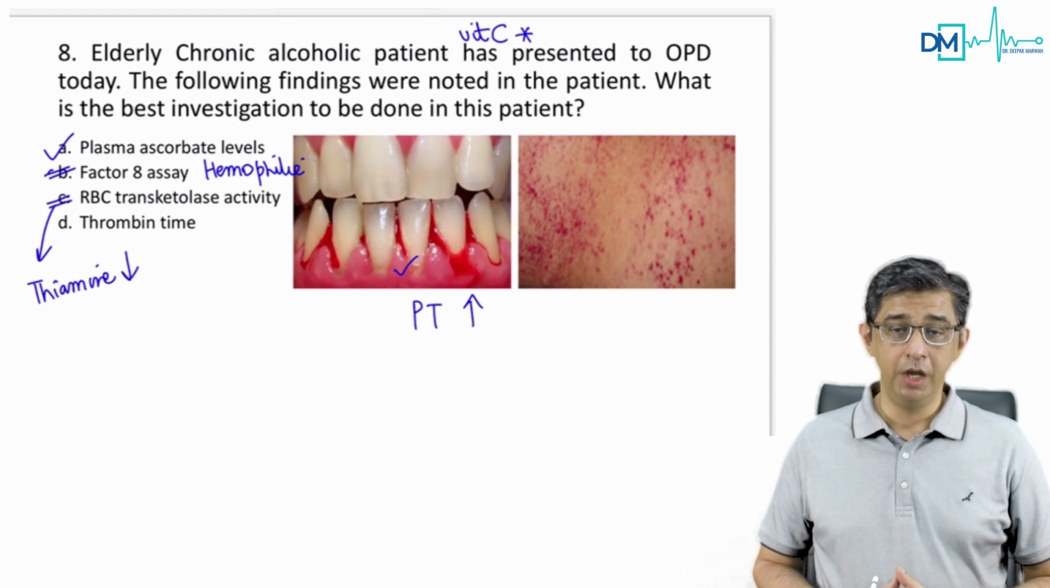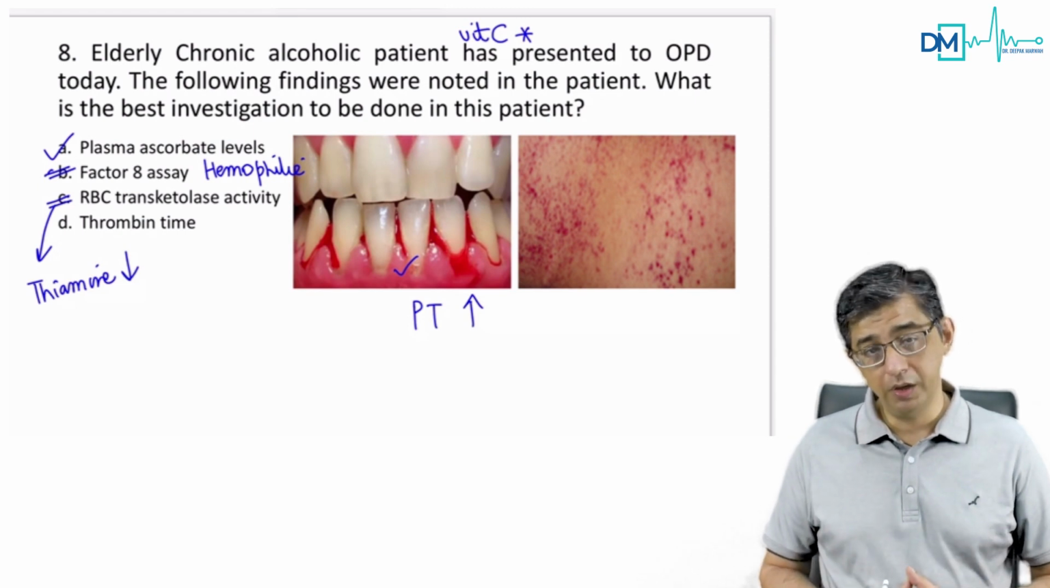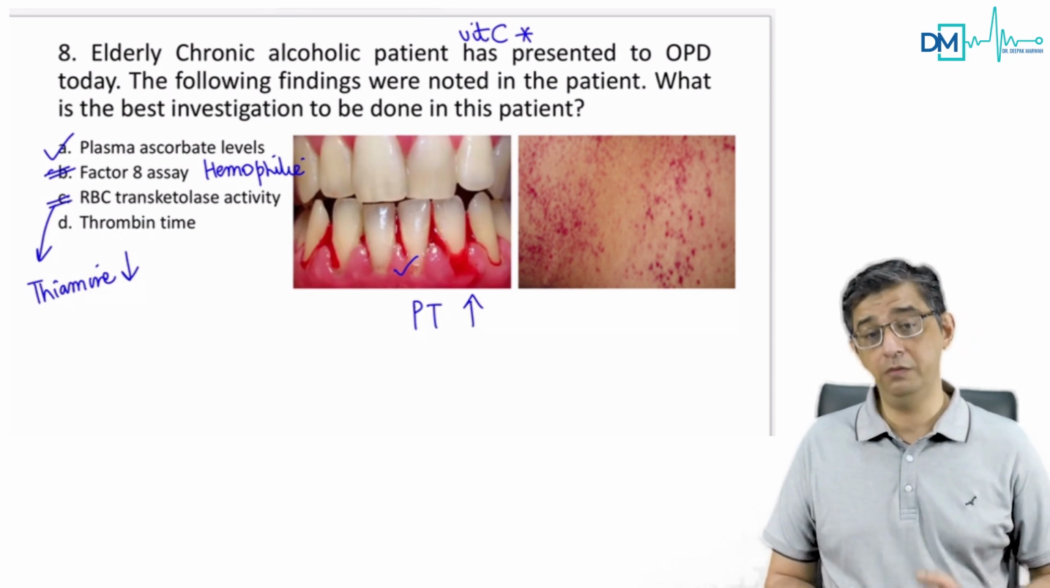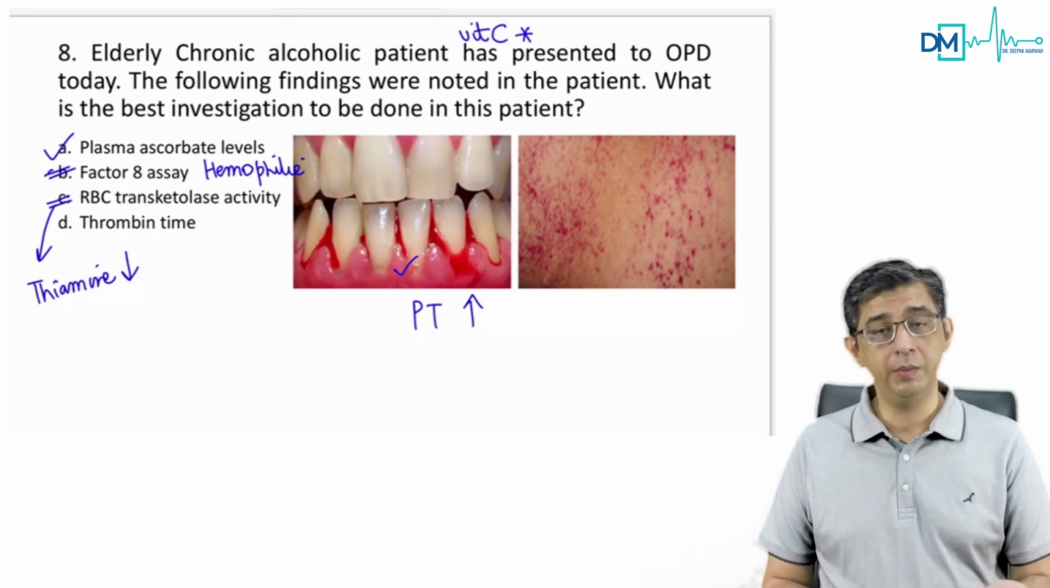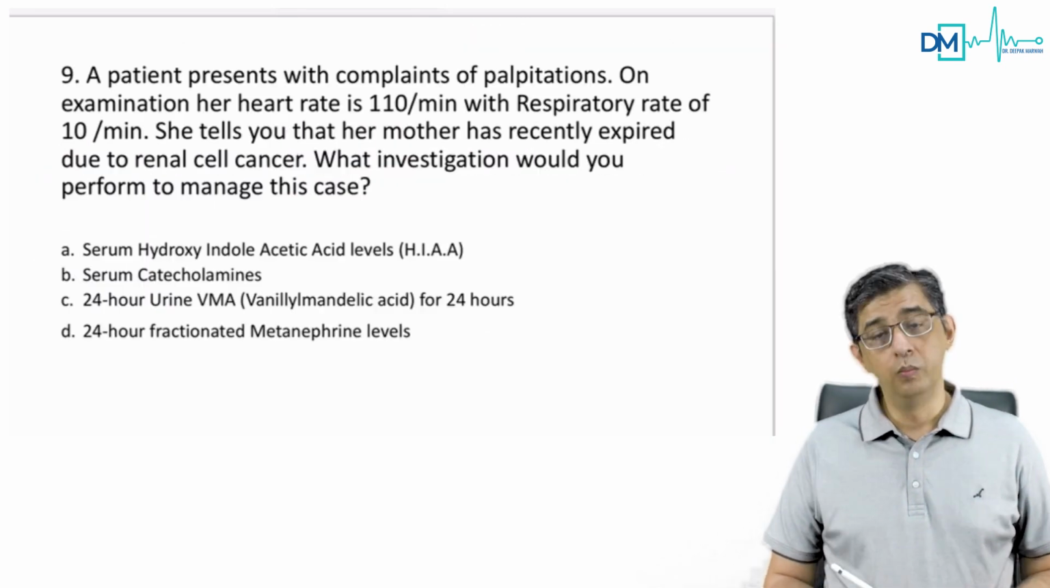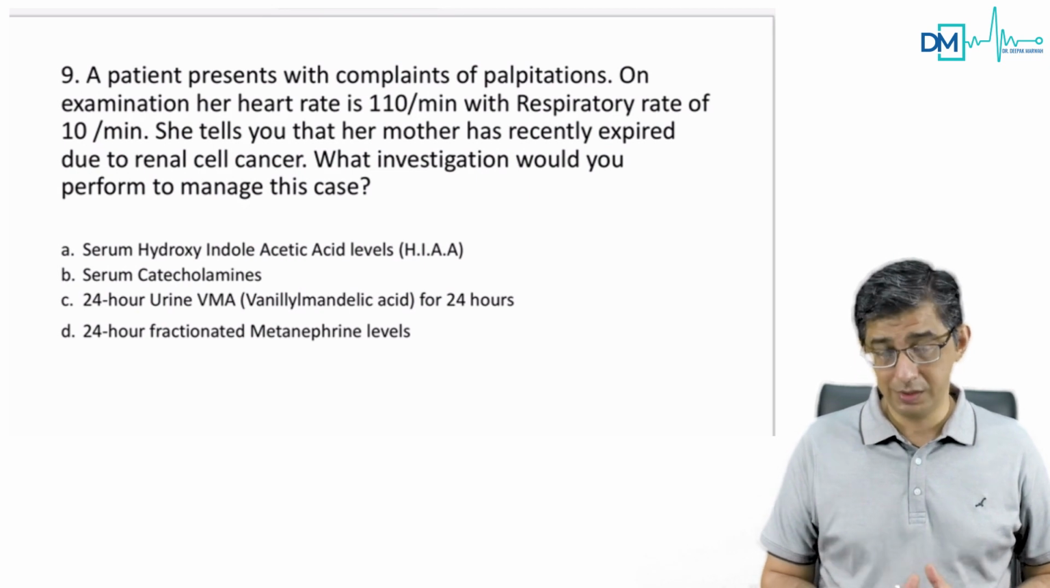The bottom line is you can have nutritional deficiencies in alcoholic patients, and instead of asking about thiamine, which he has asked so many times, he has this time decided to ask regarding vitamin C deficiency. Moving to the next one, he talks about, this was slightly a difficult one.